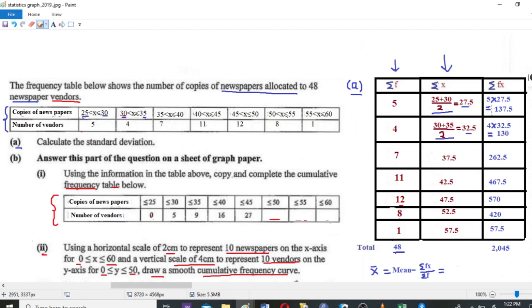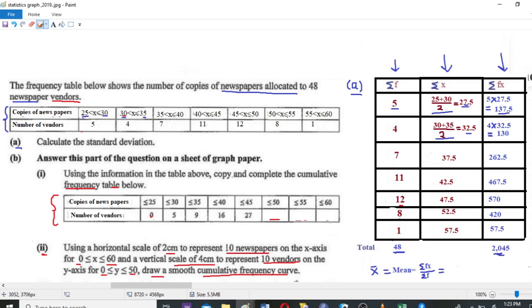Now check the last column, where we have the product of the frequency and the x value. The frequency here is 5, multiplied by 27.5, our x value, which gives us 137.5. This is our fx, the product. Adding up these products, we get the sum of this number here.